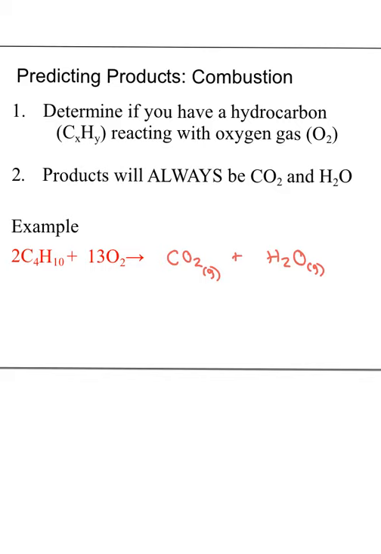I helped some balancing a little bit, so we'll put an 8 for my carbon, and we'll put a 10 in front of my H2Os, and we should be balanced. You can double check me. But combustion's my favorite because it's the easiest. Products are always CO2 and H2O.